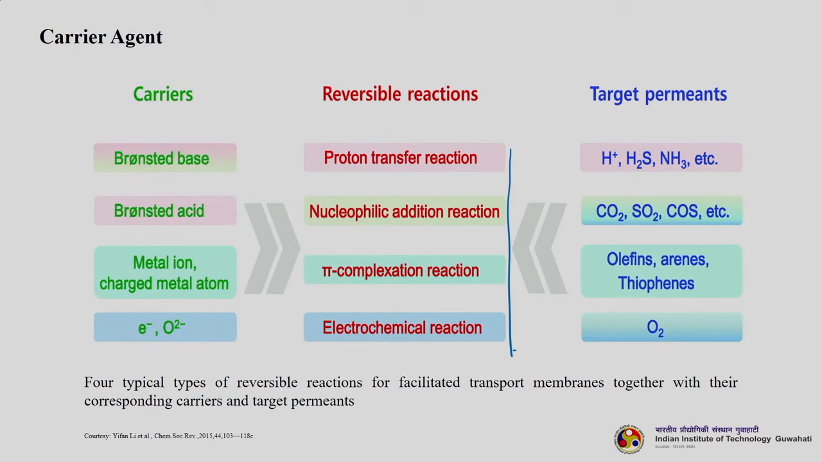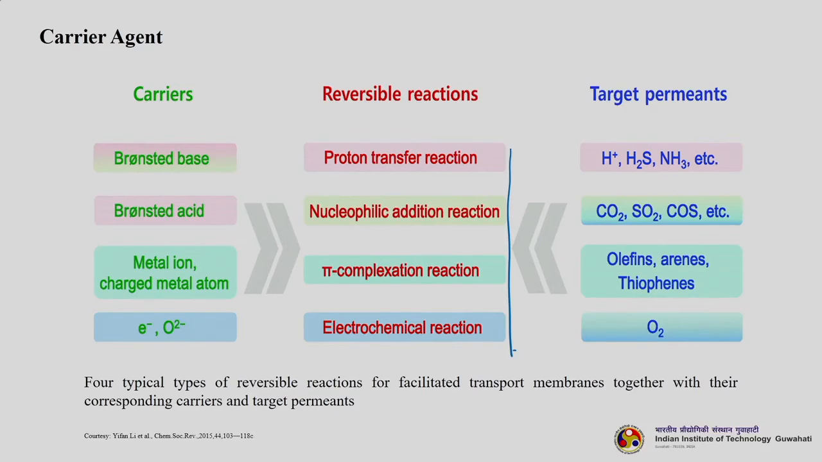In a proton transport reaction, if a Bronsted base is the carrier, then target permeates can be hydrogen, hydrogen sulfide, ammonia, etc. In a nucleophilic addition reaction, if a Bronsted acid is the carrier, then carbon dioxide, sulfur dioxide, COS, etc. can be transported. In a pi complexation reaction, metal ions or charged metal atoms are the carriers, and olefins, arenes, thiophene, etc. are the permeates. In an electrochemical reaction, oxygen 2 minus or electrons are the carriers, and usually oxygen is the permeate.